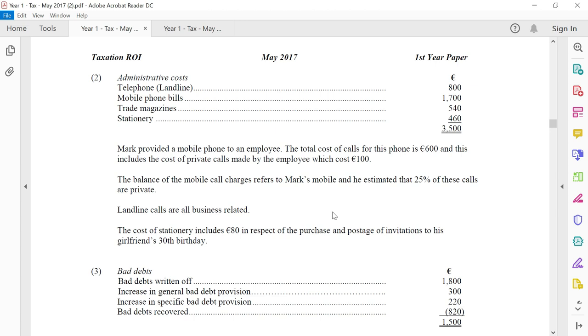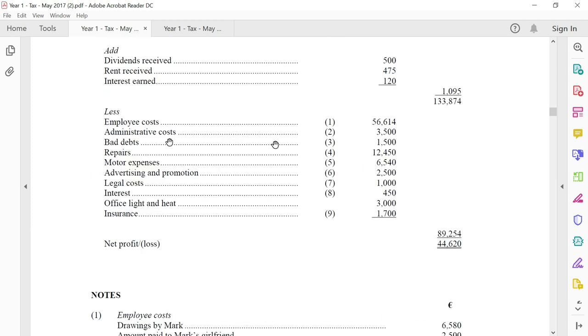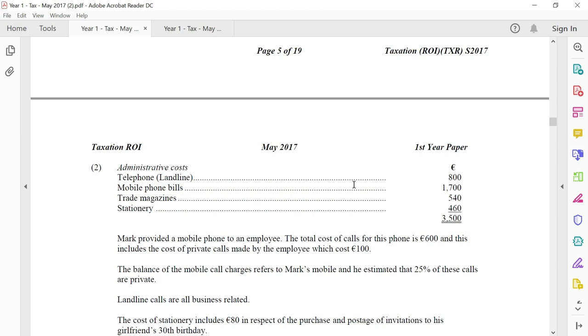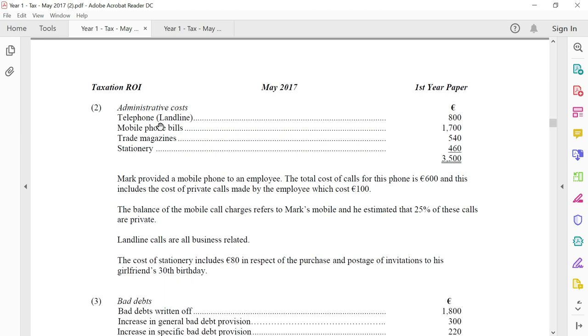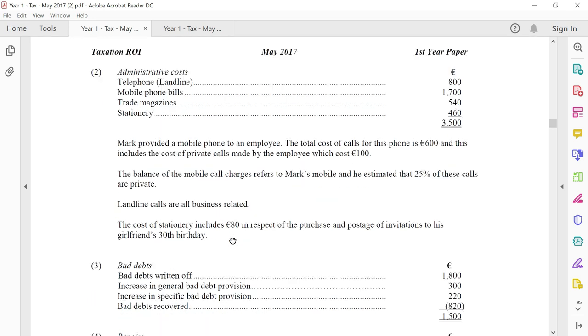Moving on to note number 2, I'm looking at administration expenses. It's 3,500. Just to show you where it's coming from, it's admin, 3,500. Item 1, telephone is €800. Mobile phones are 1,700. Trade magazines are 540, and I've got something about stationery. Let's just focus on the phones.